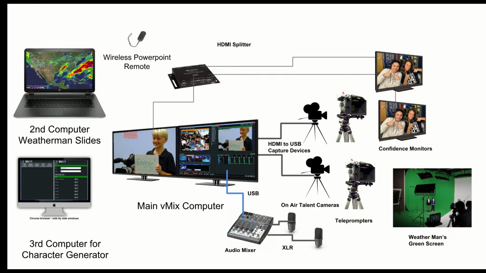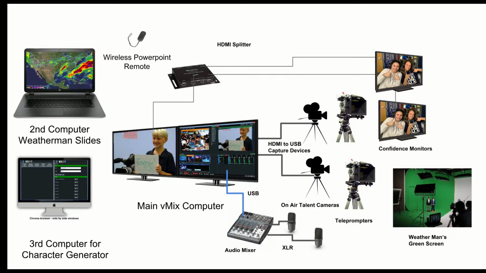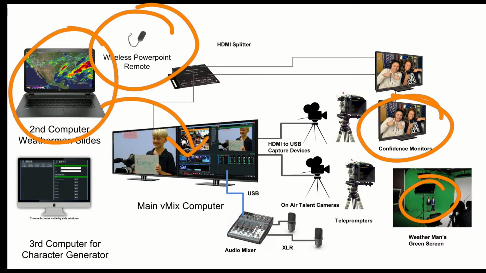Now, there's a second computer over here that shows the weatherman slides. Those are PowerPoint slides. So there's a vMix desktop capture used there. And the whole output of that computer is input into the main vMix computer. There's a wireless PowerPoint remote that the weatherman can hold. As he's making his presentation, he can look into his confidence monitor to see what he looks like, see what's behind him, see what he should be talking about, and use that wireless PowerPoint remote to advance the slides on this computer, which are being brought into that computer.